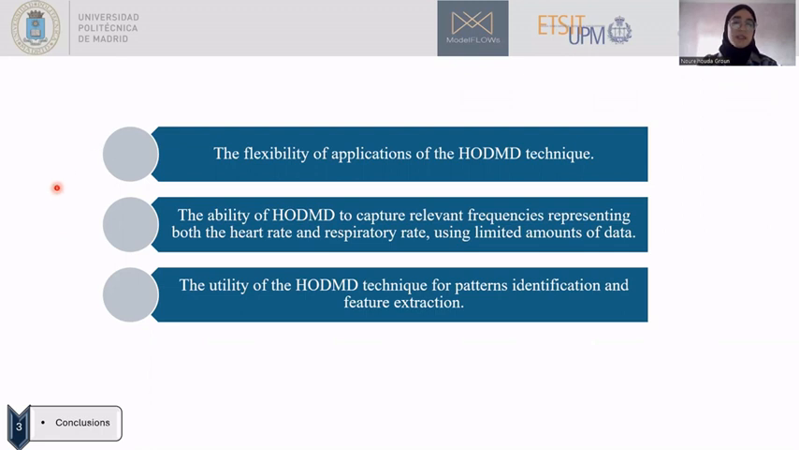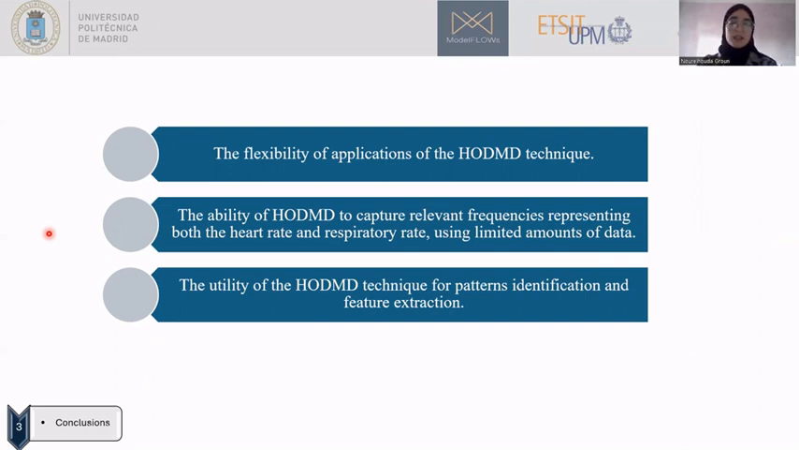The second point is the ability of the HODMD to capture frequencies related to both the heart rate and the respiratory rate. And we can say this is a very strong point for the HODMD, as it needed only 120 images or snapshots to reach these results. And for data-driven techniques, 200 or fewer snapshots is considered a very limited amount of data.